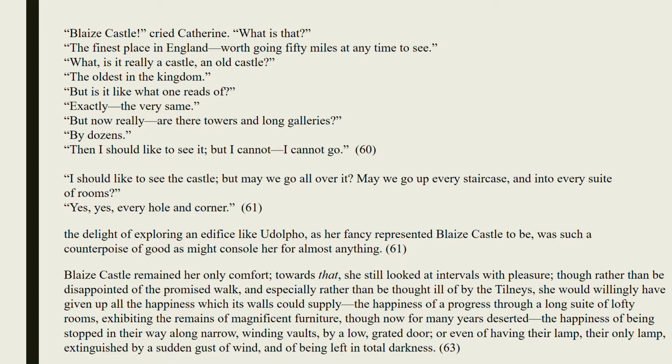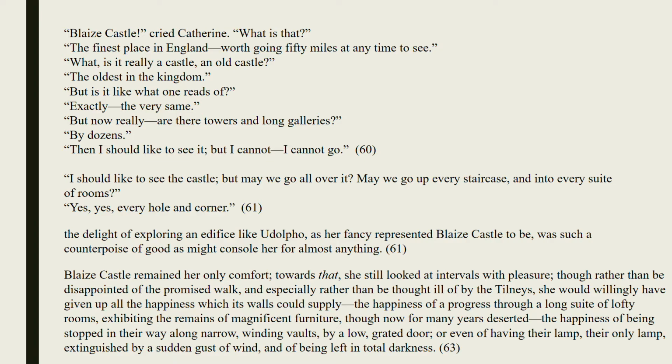Towards that she still looked at intervals with pleasure, though rather than be disappointed of the promised walk, and especially rather than be thought ill of by the Tilneys, she would willingly have given up all the happiness which its walls could supply, the happiness of a progress through a long suite of lofty rooms, exhibiting the remains of magnificent furniture, though now for many years deserted, the happiness of being stopped in their way along narrow winding vaults by a low grated door, or even of having their lamp, their only lamp, extinguished by a sudden gust of wind, and of being left in total darkness.